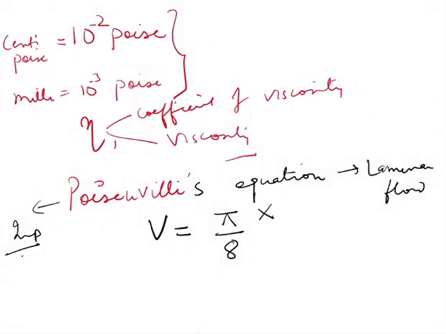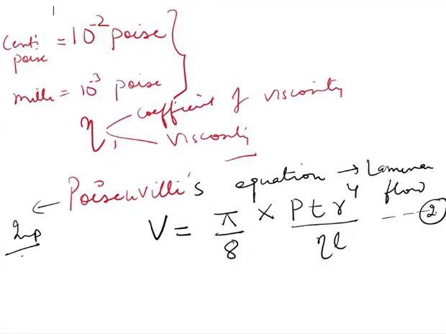pi/8 into PtR4 by eta L. Obviously at that temperature, for constant temperature. Clear up to here? Okay. So here in this Poiseuille's equation, V is the volume, which is equal to pi/8 into PtR4 by eta L, class. Eta is the coefficient of viscosity, L is the length of the tube, R is the radius of the capillary, and t is the time of the flow of the liquid which flows out from the capillary, class.